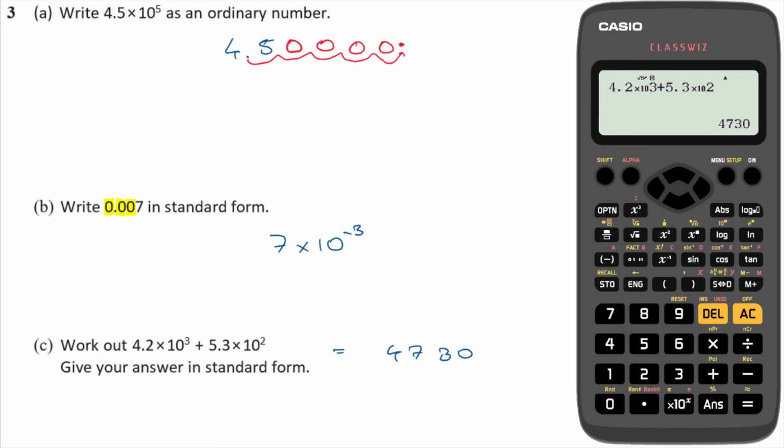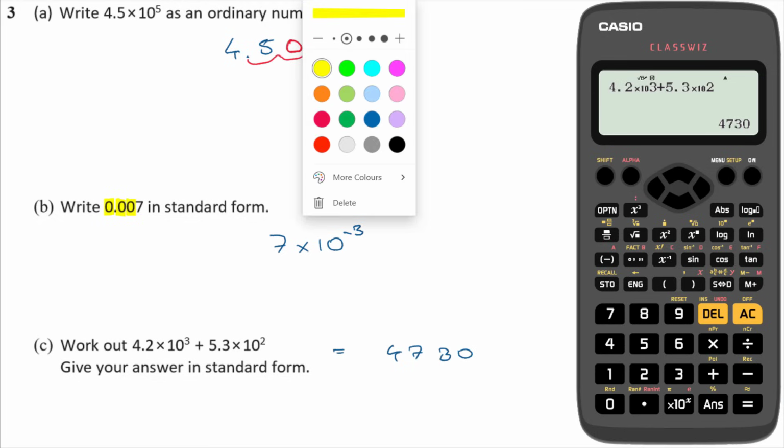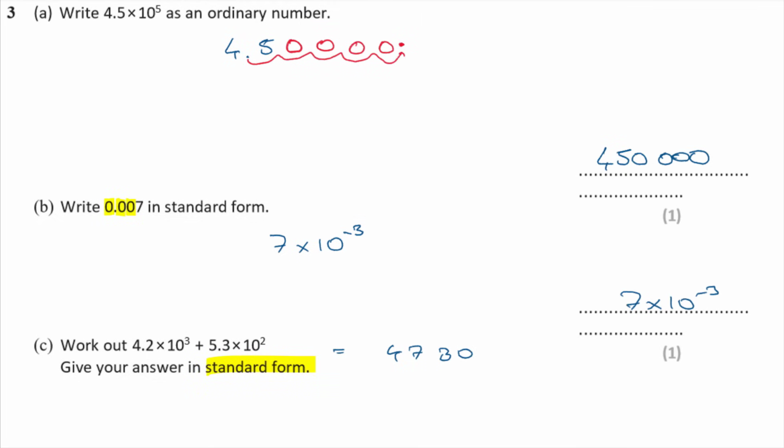4730, but remember they want it in standard form, don't they? Okay, so I'm going to have to rewrite that with the mantissa part as a number between 1 and 10. It's going to become 4.73. What's the power of 10? Well, the decimal point would start here. It's going to end up going 3 jumps to the left. So that is going to be times 10 to the 3 then, isn't it? So 4.73 times 10 to the 3.